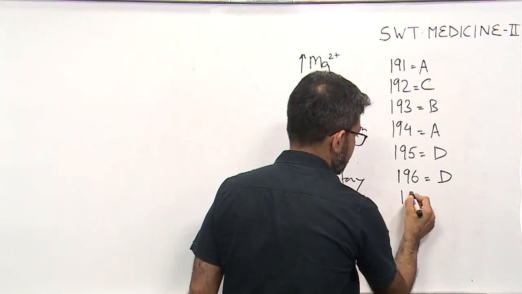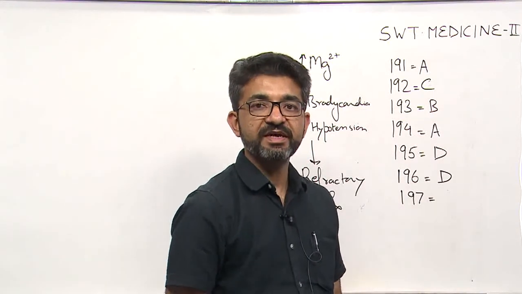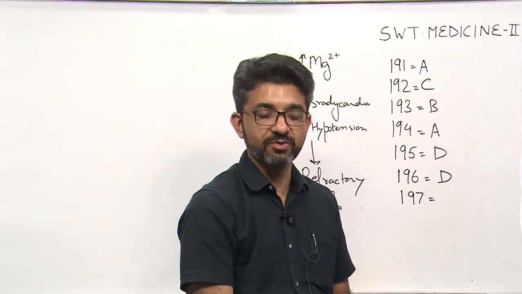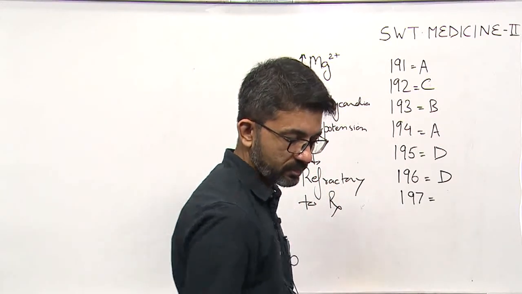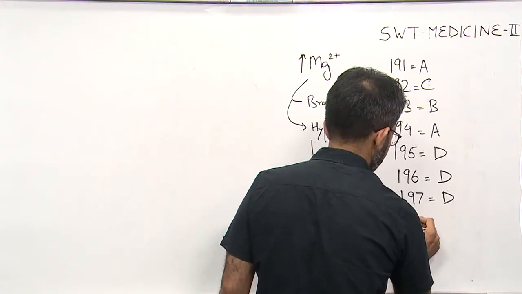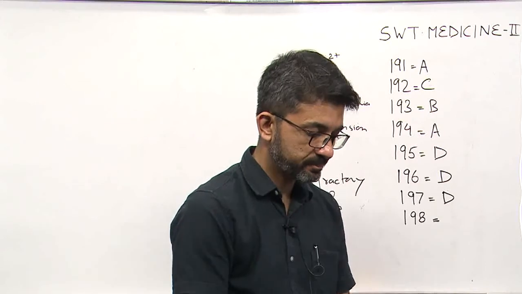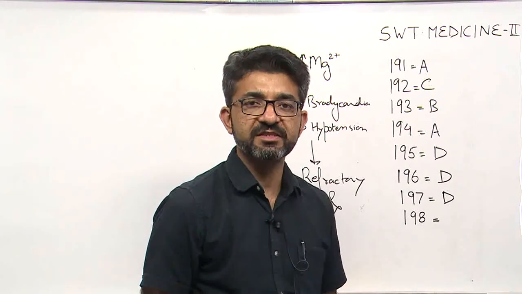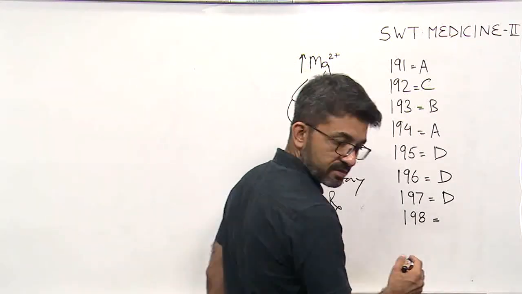Question number 197. Isothenuria. Isothenuria is passage of urine which has the same osmolality as that of serum. It is found in sickle cell disease. Answer is D. Question number 198. For thalassemia, if you want to confirm thalassemia, it is a genetical disease. So, obviously, you go for DNA analysis. So, answer is D.